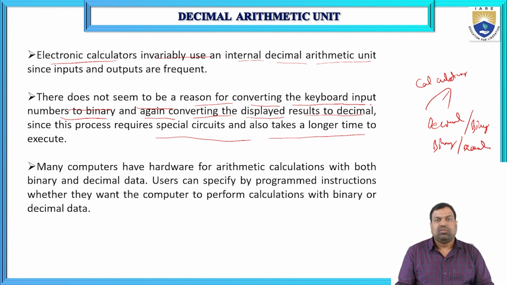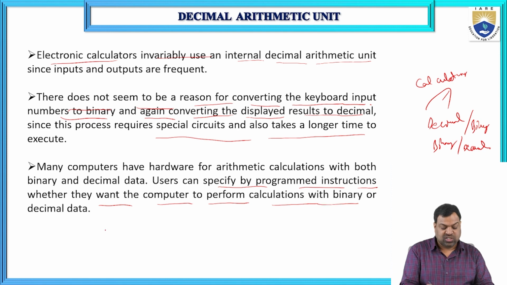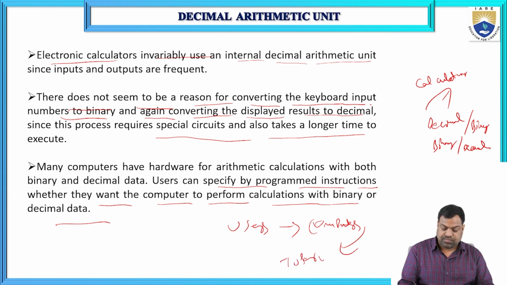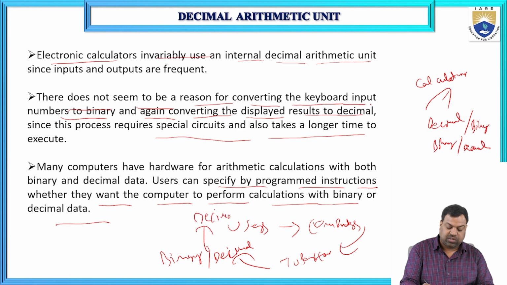But many computers have hardware for arithmetic calculations with both binary and decimal data. Users can specify by programmed instructions whether they want the computer to perform calculations with binary or decimal, that is, binary to decimal or decimal to binary.